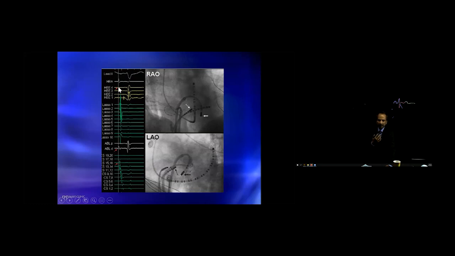Recording catheters at disparate sites quite far from each other. The His recording catheter, the coronary sinus, and an ablation catheter across the septum. None of them are very early, but they're all equally early.